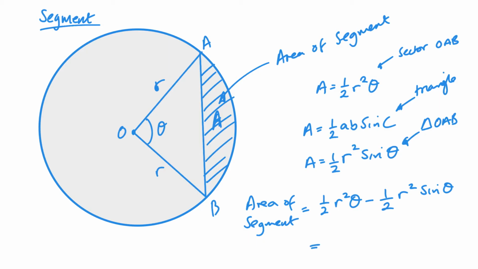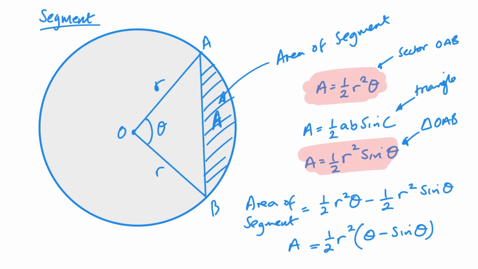Now you can see that there's actually a 1/2 r squared in both of them, so I can factorize that out to make my life easier. So 1/2 r squared, theta minus sine theta. And that is then the formula for the area of a segment. So remember, area of a sector, area of a triangle within this circle, we'll be using r squared instead of a and b, and then the area of our segment.